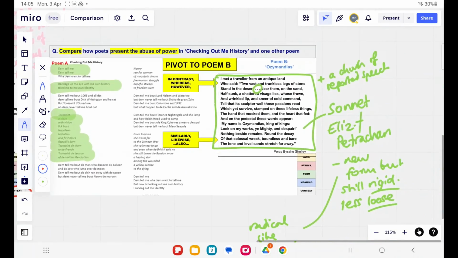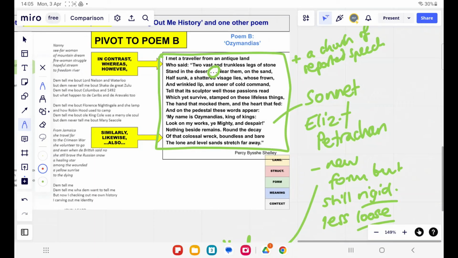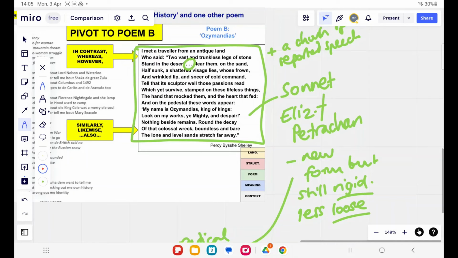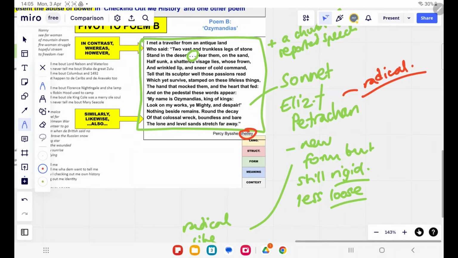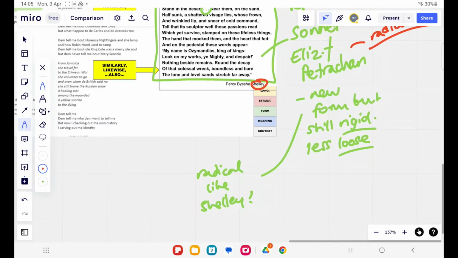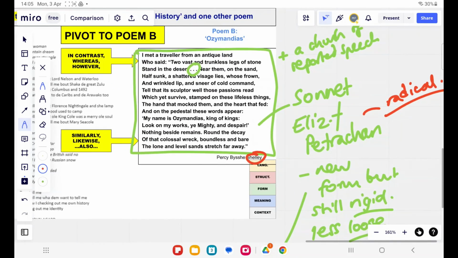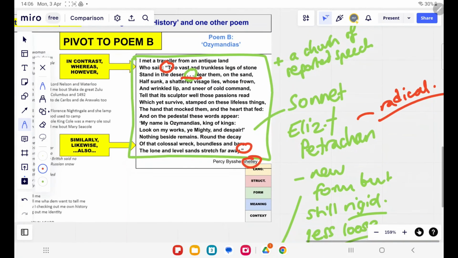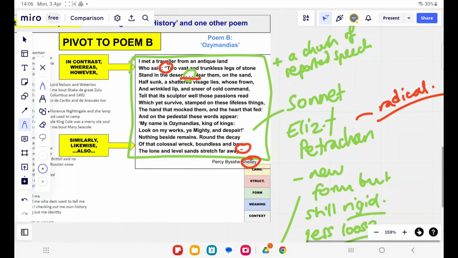In opposition to that, we have Shelley using a known form, which is a sonnet, although it's neither a true Elizabethan sonnet or a true Petrarchan sonnet. It's a mixture of the two, which also suggests it's doing something kind of radical that links with what we've just said about Shelley as a person and his politics. So it's a new form, but still rigid and less loose than Agard's, but maybe it's a radical like Shelley. And what's interesting here, there are some things that you wouldn't normally find in a sonnet, in a British or English sonnet, such as the use of ellipses and the fact that the majority of this poem is a chunk of reported speech. And again, you could explore why he's doing that and what that brings to the poem.